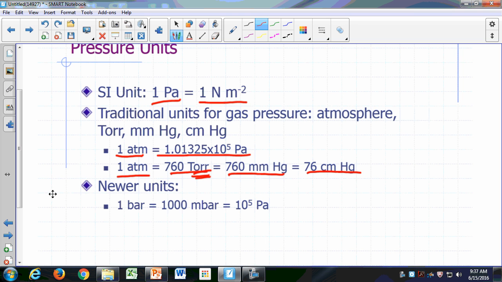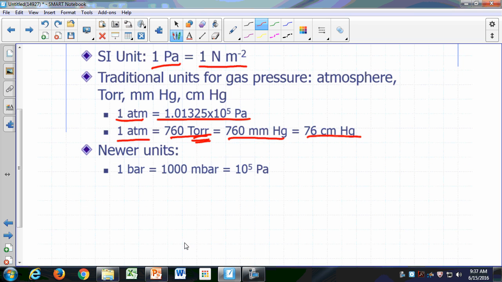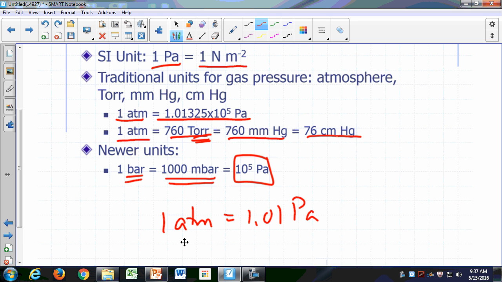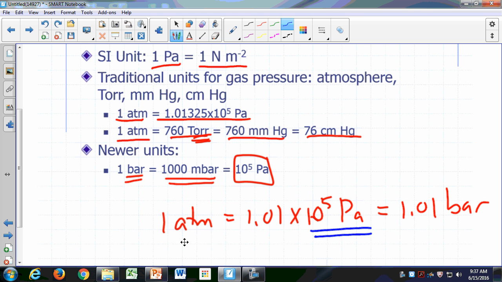A newer unit that has been recently defined is the bar. A bar is defined to be 1,000 millibars, and it's just defined to be 10 to the fifth Pascal. So 1 atmosphere, which is approximately 1.01 times 10 to the fifth Pascal, is equal to 1.01 bar. So anytime you see bar, that means 10 to the fifth Pascal.